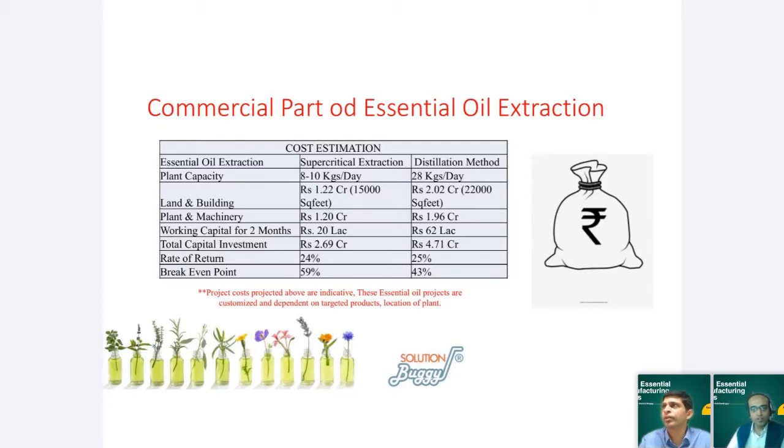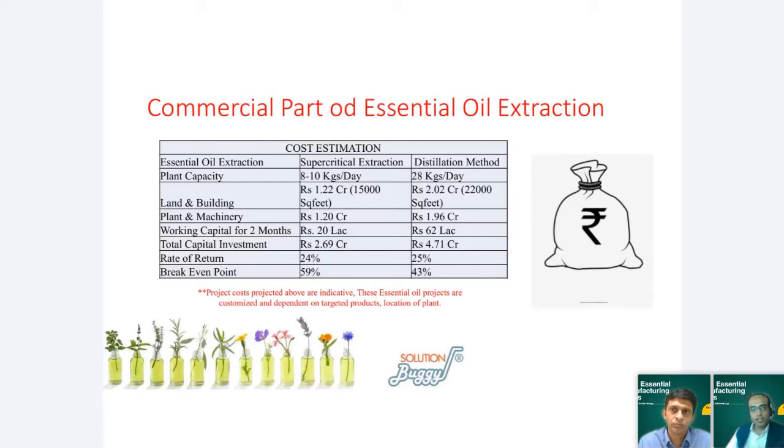The land and building cost will be around 1.22 cr and requires a 15,000 square feet area. Plant and machinery will be 1.2 cr. Working capital for 2 months will be 20 lakh rupees, and total capital investment is 2.69 cr. The rate of return for supercritical extraction for a smaller unit is almost 24%, and break even will be almost 59-60%.